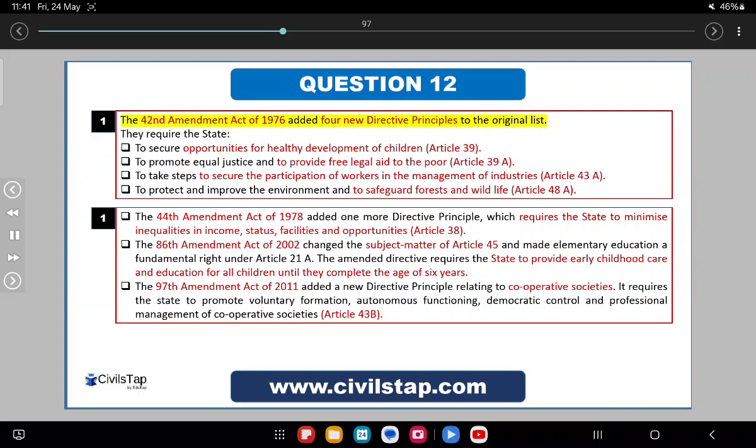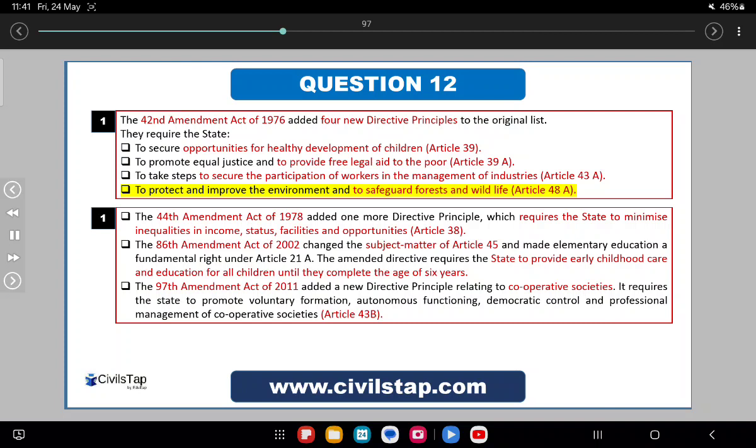Question 12. The 42nd Amendment Act of 1976 added 4 new directive principles to the original list. They require the state to secure opportunities for healthy development of children, Article 39. To promote equal justice and to provide free legal aid to the poor, Article 39A. To take steps to secure the participation of workers in the management of industries, Article 43A. To protect and improve the environment and to safeguard forests and wildlife, Article 48A.